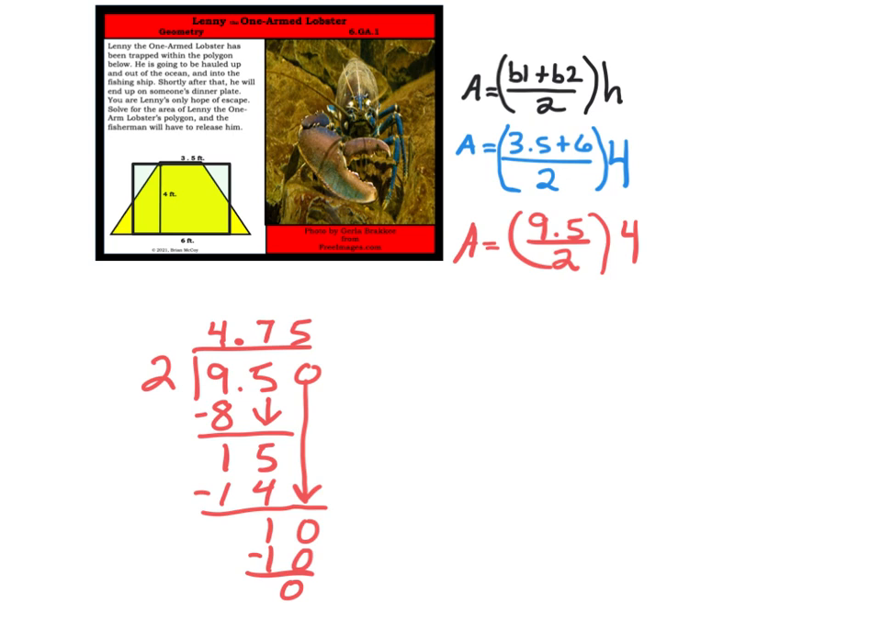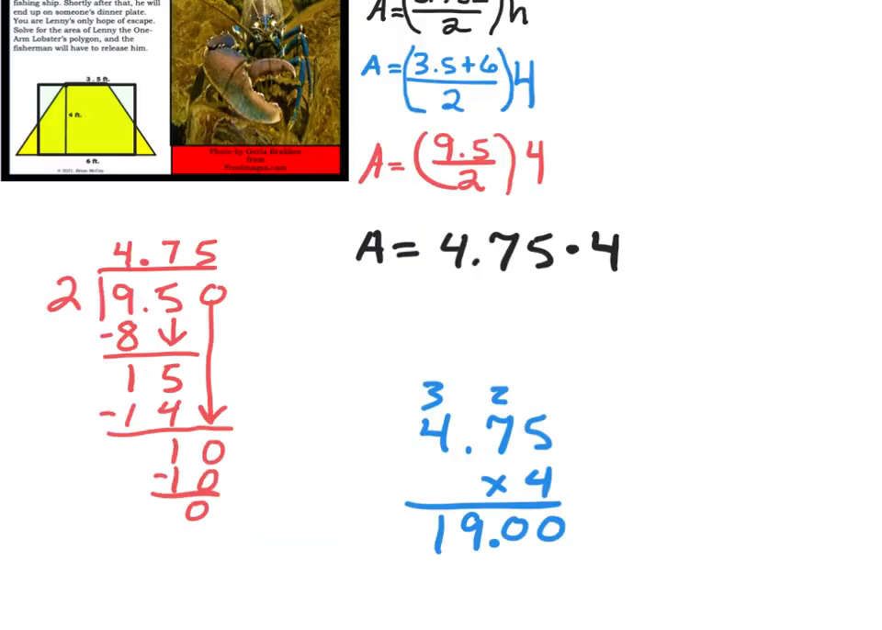I'm going to use black again. So area equals 4.75. And then I'm going to multiply that by 4, right? Because I've just finished this step, and then I still have to multiply it by 4. And here we go. I've done the work down here. I've got 4.75 times 4, and 4 times 5 is 20. Drop your 0, carry your 2. 4 times 7 is 28, plus 2 is 30. Drop your 0, carry your 3. And then 4 times 4 is 16, plus 3 is 19. So your decimal goes there. And lo and behold, your answer is area equals 19.